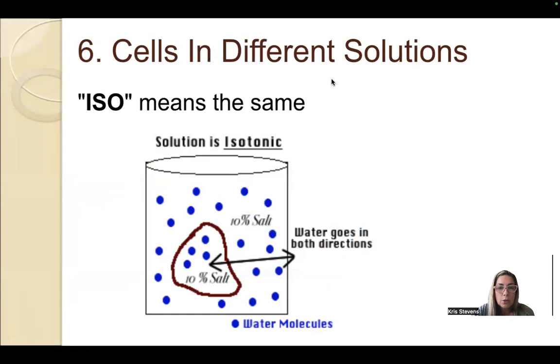Cells in different solutions, okay? Iso means the same. Isotonic solution means they're exactly the same. So what you have on the inside of the cell is what you have on the outside. Iso is equal. If you look here, and I'm going to show you guys this in class, if this is 10% salt, then that means 90% water. And this is 10% salt, and that's 90% water.